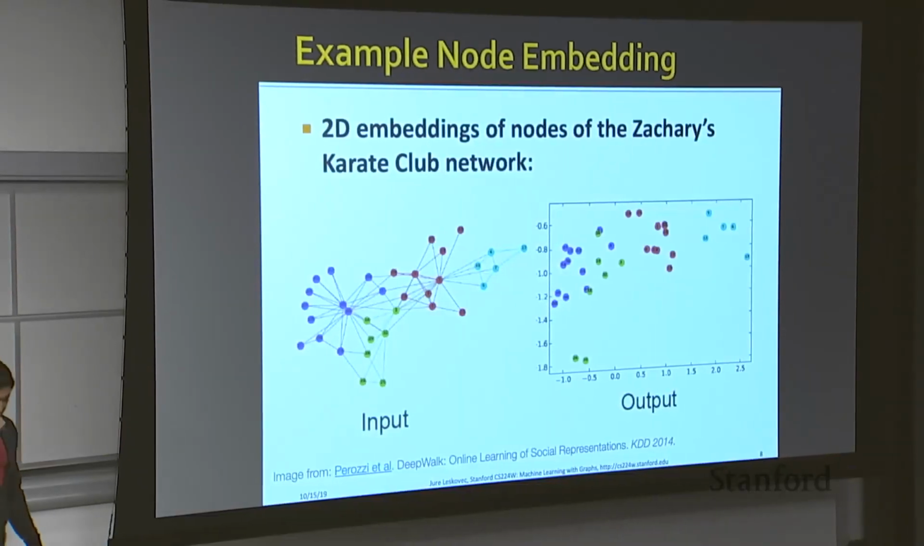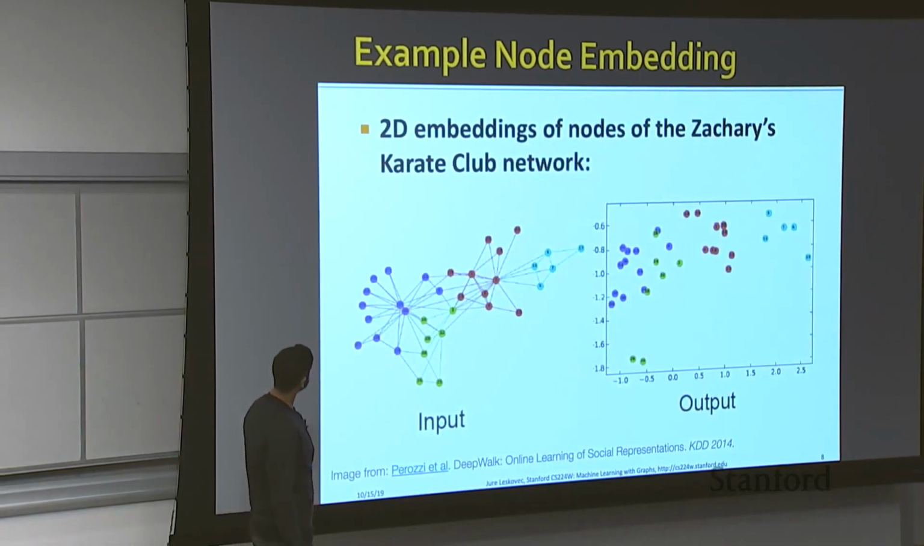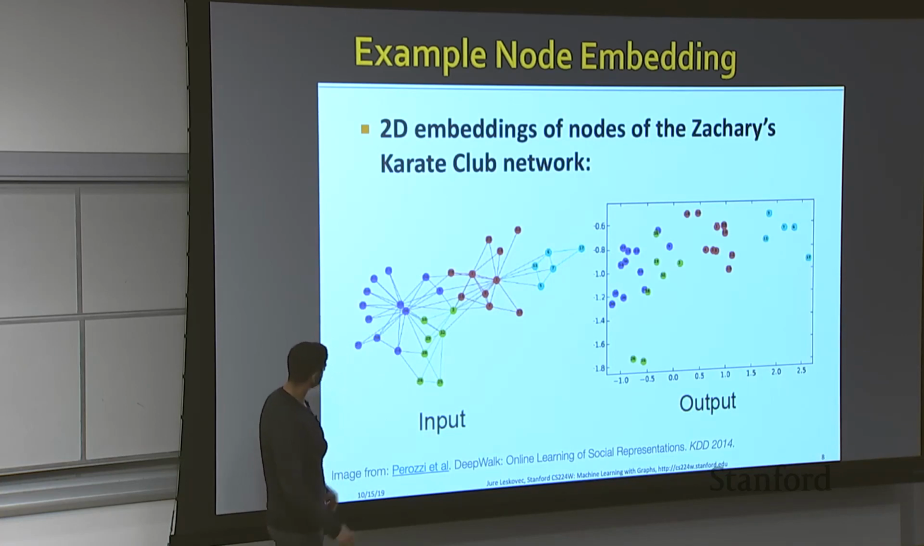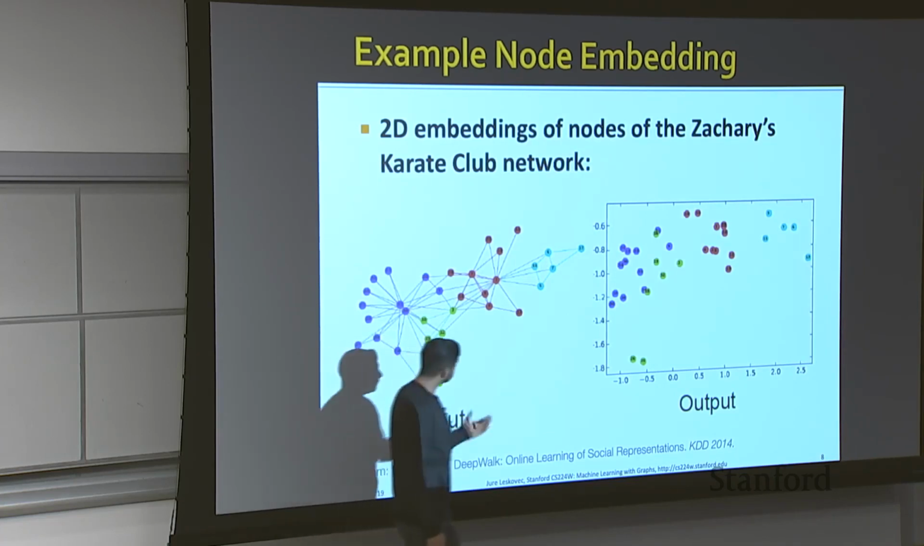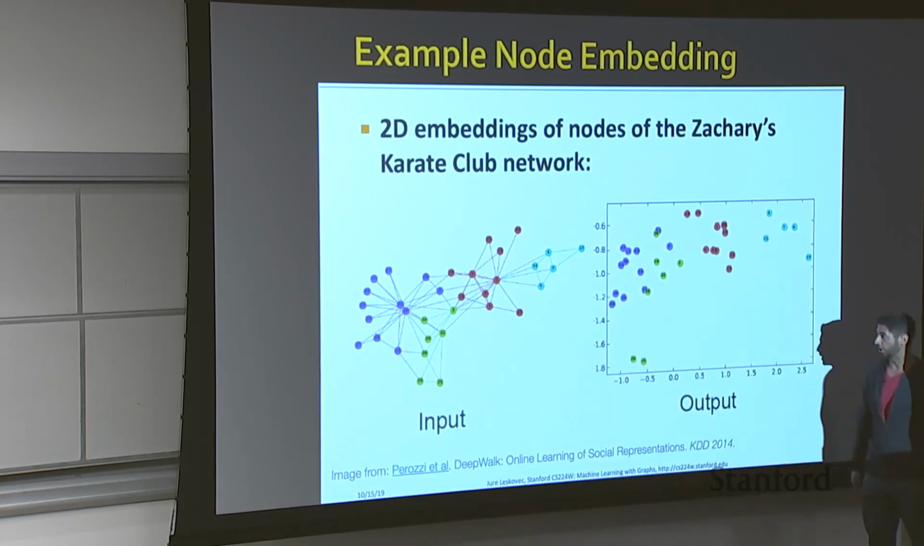Now, let me give you an example that we already talked about during the community detection lecture. If you remember, we were taking a look at Zachary's Karate Club. This is a club that split after the two owners had an argument. This is the input, the standard graph representation, and if we produce a two-dimensional embedding, this is what the output will look like.